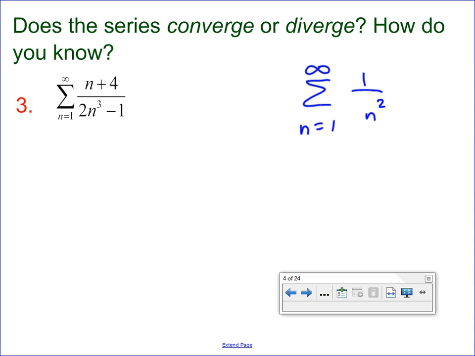Easier. And some of you could use this to do direct comparison too, by reasoning that that 2 is going to make the denominator larger, which makes the overall value smaller. So that opens up a new test. Great. So let's go ahead and do limit comparison. For my limit comparison test, I'll consider the limit as n goes to infinity of the ratio of original to new.